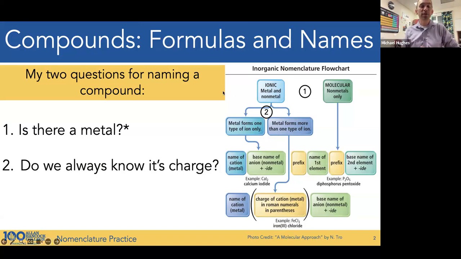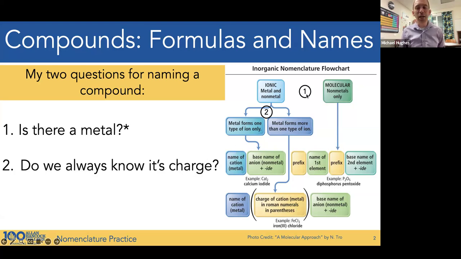Of course, in my head, that question, is there a metal? Do we know its charge? This separates these three major categories. If there's a metal, it's going to be an ionic species. And if it does have a metal, whether we know its charge is going to tell us whether we need to tell what its charge is using the parentheses and the Roman numerals. If not, we just take the anion's name and we put the suffix "ide." We do that for both cases.